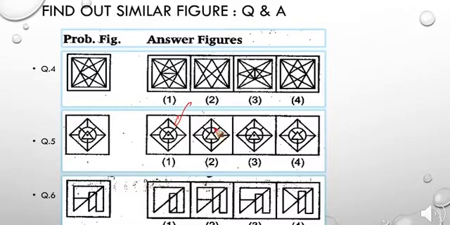In option 2, circle is there. Inside, triangle is there, dot is not there, so this is rejected. Option 3, circle is there, yes. Inside, the triangle is there. There is a dot, dot is there, so for the time being we can accept this. Next, option 4, there is a circle, circle is there. There's a triangle, triangle is there. Inside the triangle, the dot is missing. So now we are left with option 1 and option 3.